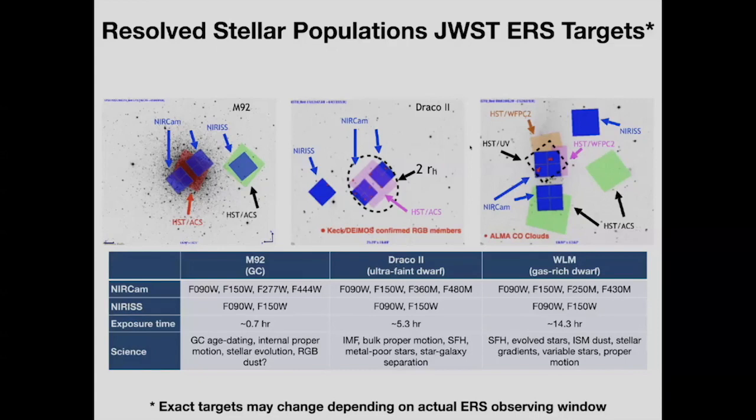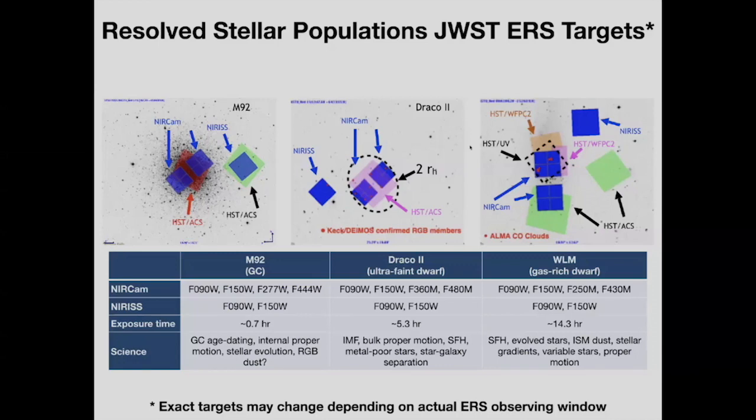An additional bonus about WLM is that it has CO clouds detected, making WLM one of the lowest metallicity galaxies to have CO detection. So it's going to allow us to study the metallicity and distribution of the ISM in WLM.